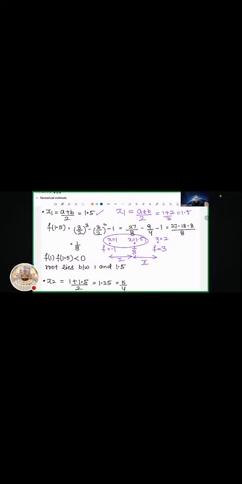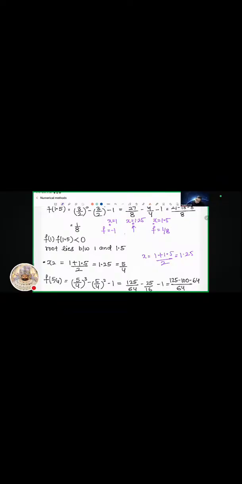So I will make the next guess. What will be my next guess? 1 plus 1.5, half of it, will be 1.25. Basically, I am doing the half. So in between, what will the half be? 1.25. Okay? So let's open this up. This is my x equals 1, this is my x equals 1.5, value is 1 by 8, and its half is 1.25.